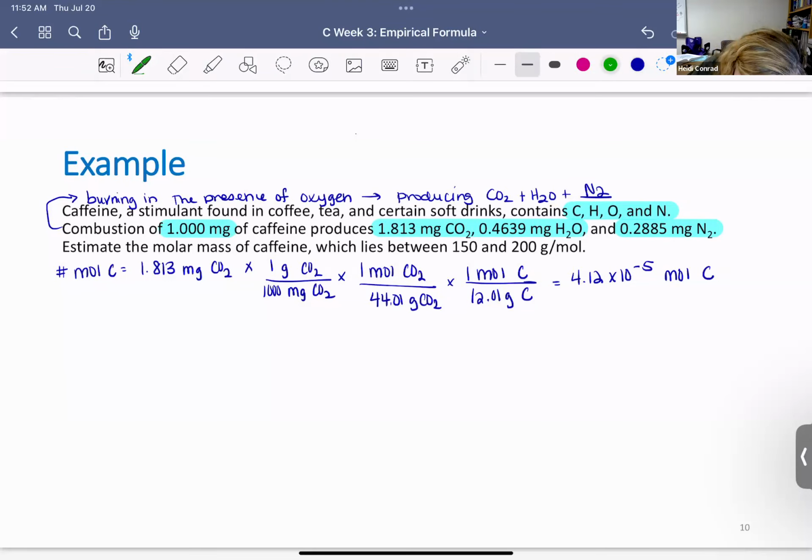Do the same thing with hydrogen. Number of moles of hydrogen. I've got 0.4639 milligrams of water. I know 1 gram of water is 1,000 milligrams of water.